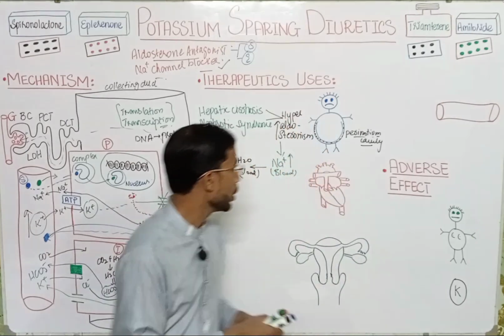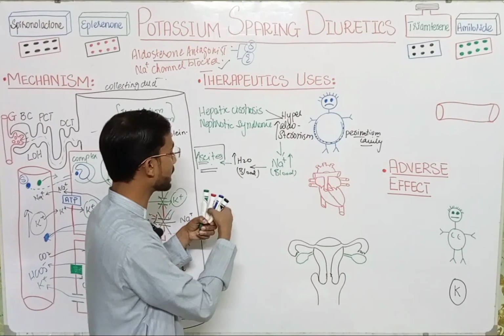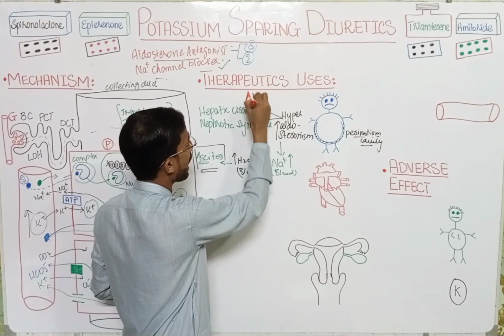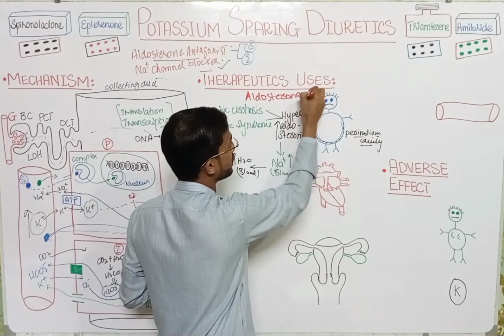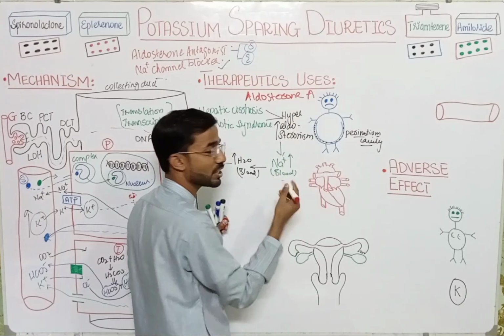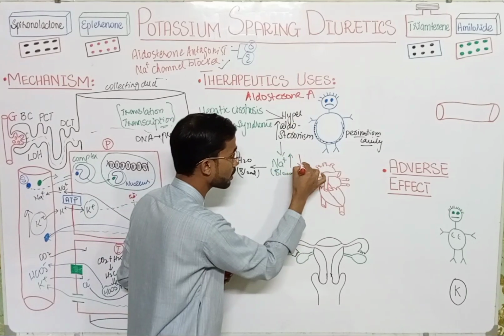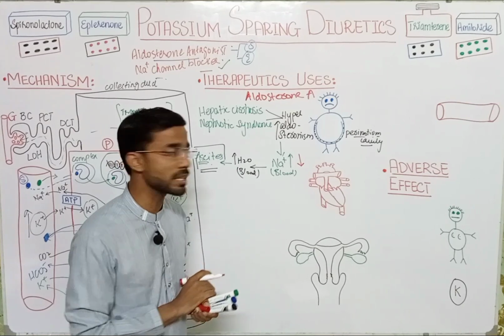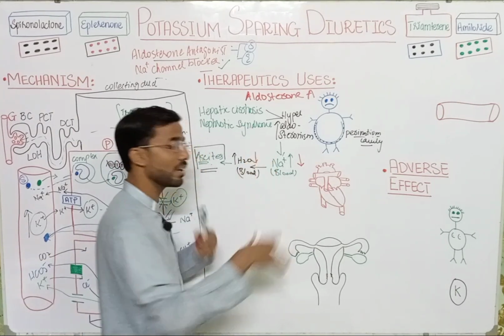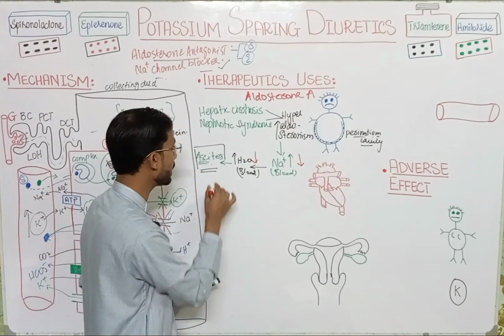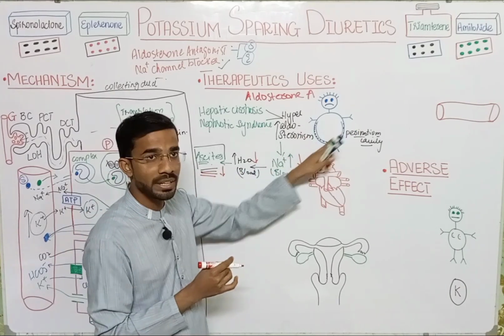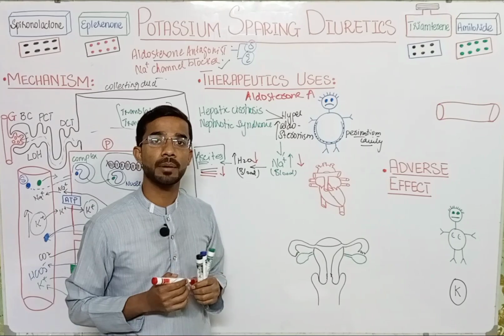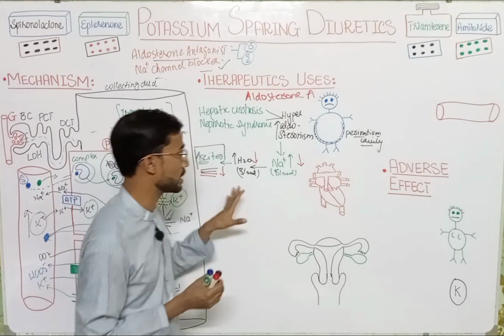So ultimately, after taking the aldosterone antagonist, the condition becomes reversed. Sodium concentration reduces in the blood. Ultimately, water will also reduce, and ultimately the ascites is reduced, in which you will see the fluid in the peritoneal cavity will become reduced. So this is the case.